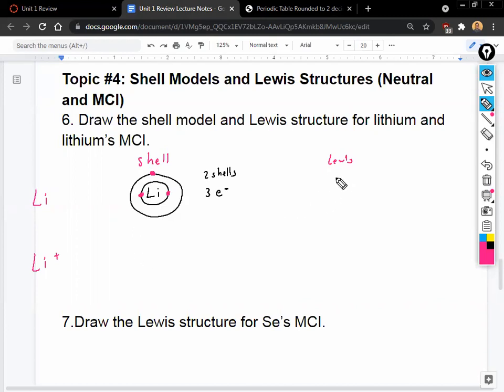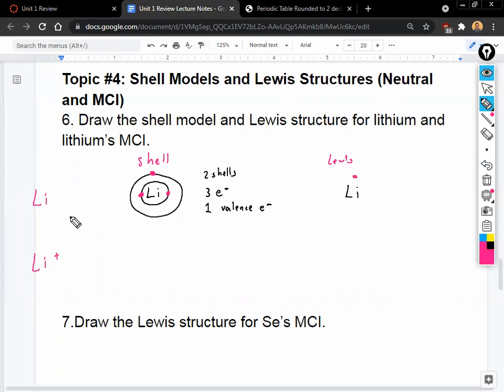Now, if I wanted to draw the Lewis structure, all we need to draw are the valence electrons. And the valence electrons are the electrons on the outside shell. So there's only 1 electron on the outside shell. So that means lithium has only 1 valence electron. So if I was going to draw the Lewis structure, I would just need to draw Li and then put 1 electron next to it. And that's it. That's going to be the Lewis structure for lithium. Lithium has 2 shells, 3 electrons, and 1 valence or outside electron. And since it only has 1 electron in the outside shell, you only need to draw 1 electron right here. So that's regular lithium.